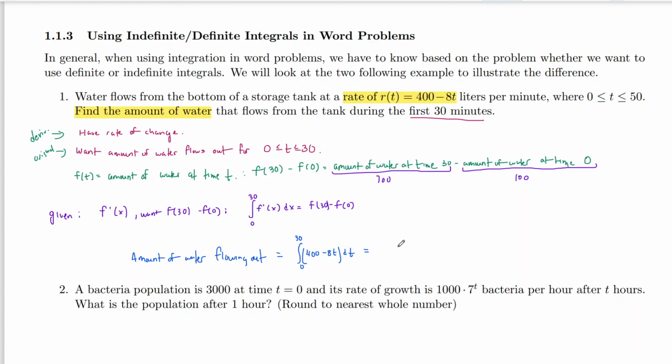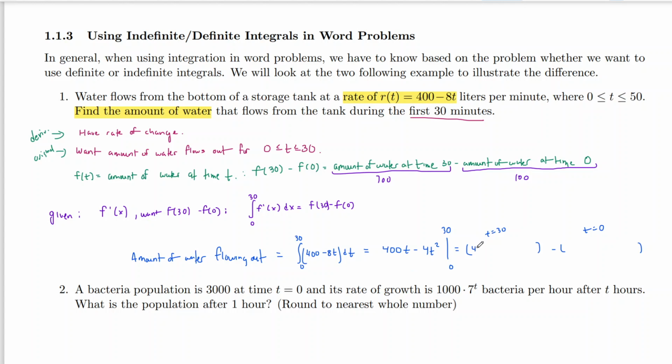Right, so the antiderivative of 400 minus 8t is 400t minus 8t squared over 2, which is 4t squared, because 8 over 2 is 4. And we want to evaluate from 0 to 30. We do not care to add in the plus c because it's a definite integral. And so we plug in t equals 30, subtract, we plug in t equals 0.